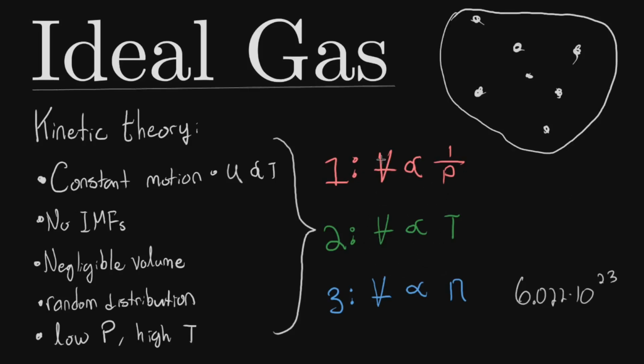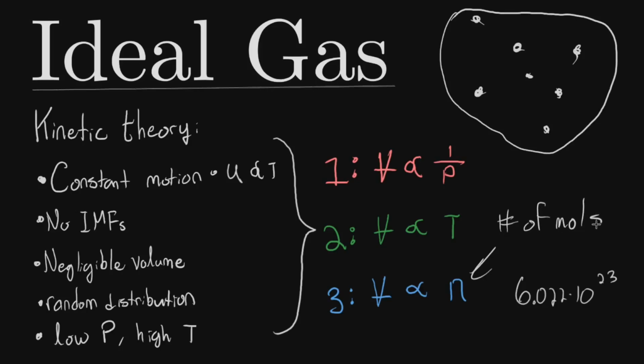The first is that the volume is inversely proportional to the pressure. So basically, as you compress it more and more, it takes up less volume. The second is that the volume is proportional to the temperature. So if I heat it up, it takes up more space. And then third, the volume is proportional to the number of atoms I have. This n is actually the number of moles.